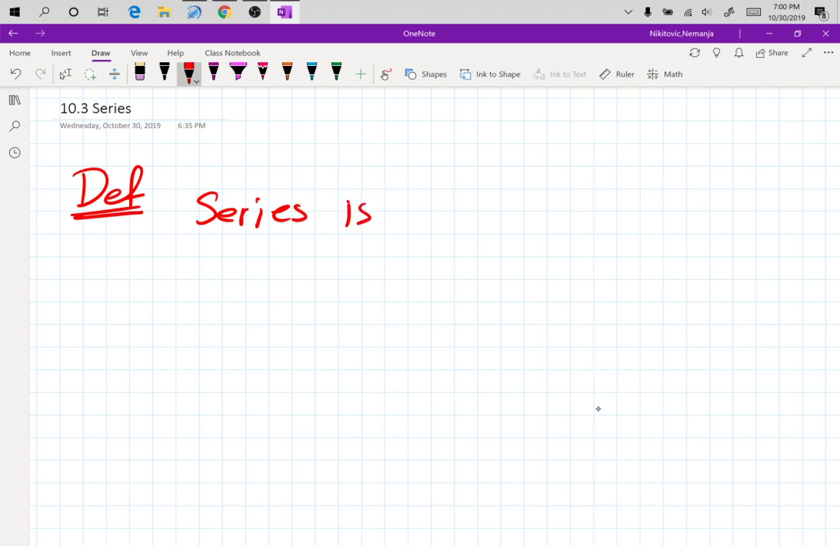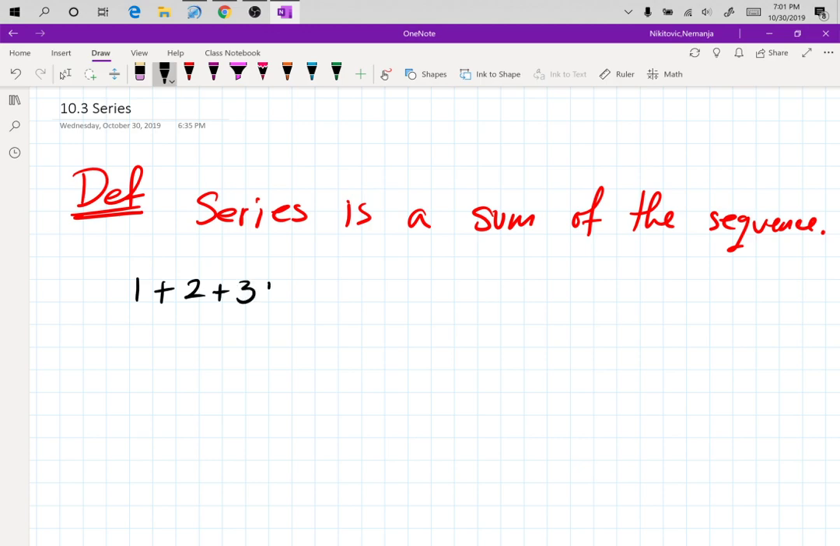Series is a sum of the sequence. That's it. Done. Series is the sum of the sequence. Sequence is an ordered list of numbers, and now instead of commas, you will put plus everywhere. So now, the series. An example of the series would be 1 plus 2 plus 3 plus 4 plus 5. And all of these add to 15.